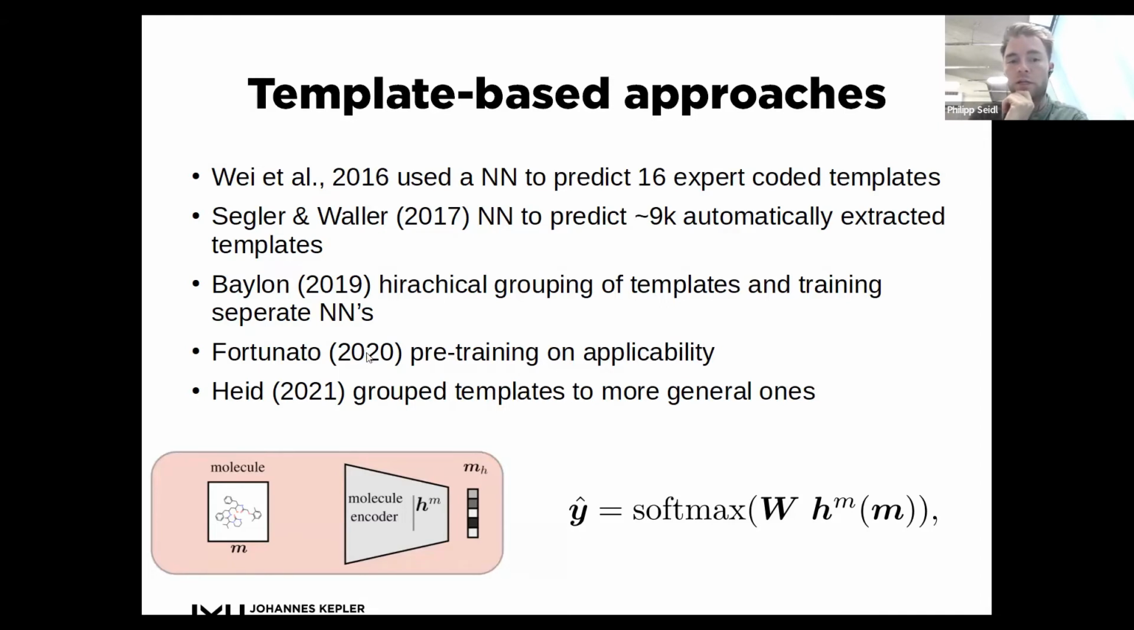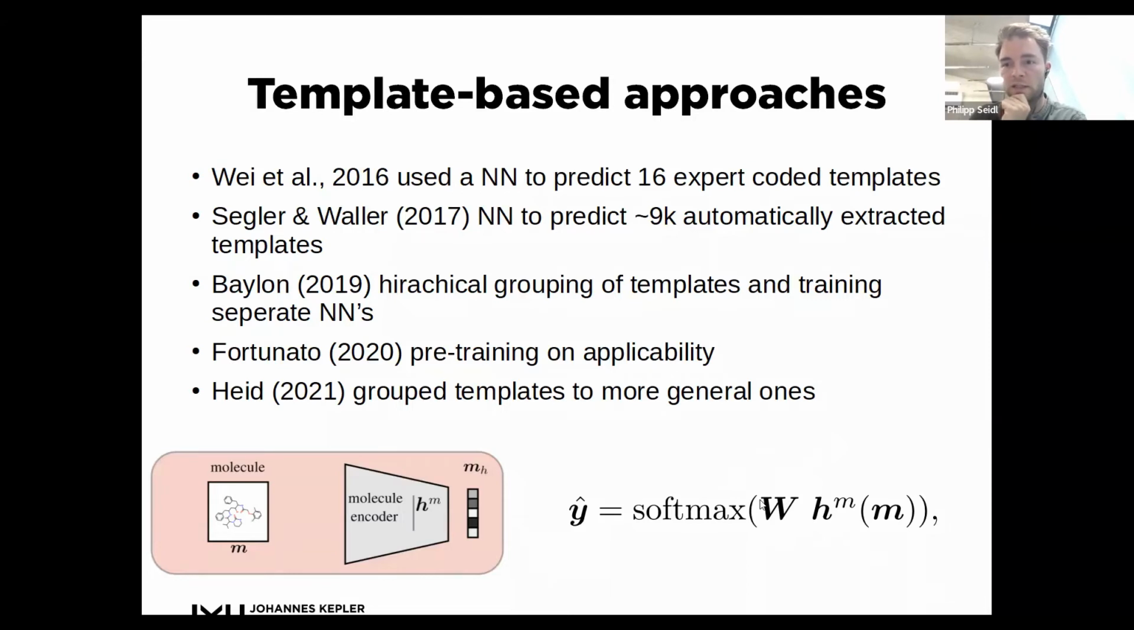Then in 2020, Fortunato pre-trained on the applicability that we were talking about before. Training on the applicability already gives you a bit of information. So on the bottom, you see how this is typically handled. You have a molecule encoder, you have some representation of the molecule, and here m(H) is a hidden representation. And now the last layer, W here, is the weight matrix of the last layer. If you think about how this is trained, you get updates for this W matrix. Let's say the rows correspond to the template classes.